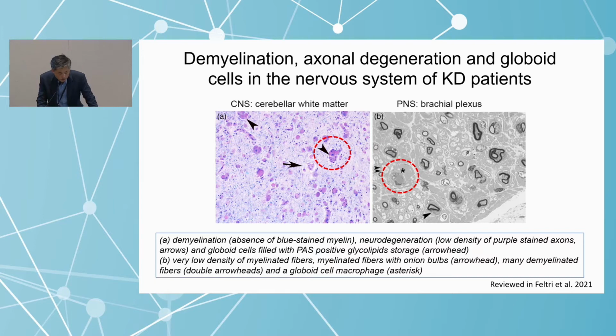The globoid cell is the prominent feature in the Krabbe patient. This is nicely reviewed in 2021. This is in both CNS and PNS. In the red circled area, you can see the multinucleated, big, large cell. We call these globoid cells. A similar cell type can also be found in the PNS.